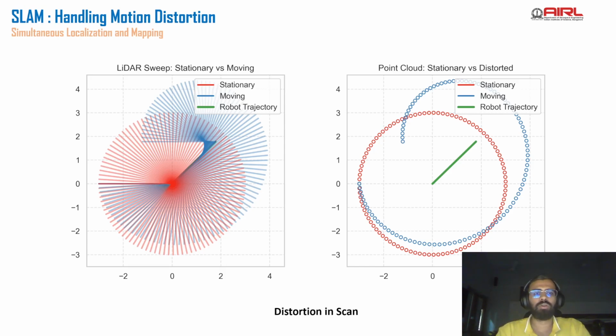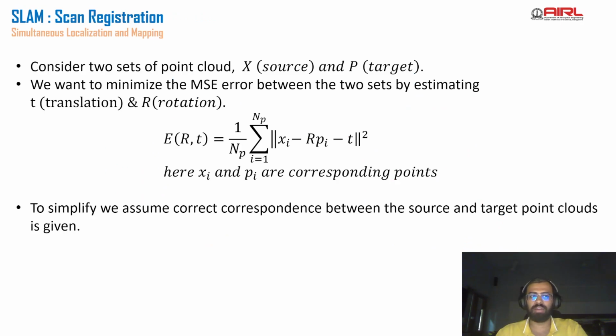All right. So let's say we undistort our motion. Next step is scan registration, and also that correspondence. So for now, let's just be in our happy place where we have the correspondence between the two points. So you have a source and then you have a target. So let's say this was a source and this was a target. You have a source and a target and you want to estimate this motion. You want to minimize basically the MSE error between these two sets. And let's say you have the corresponding points.